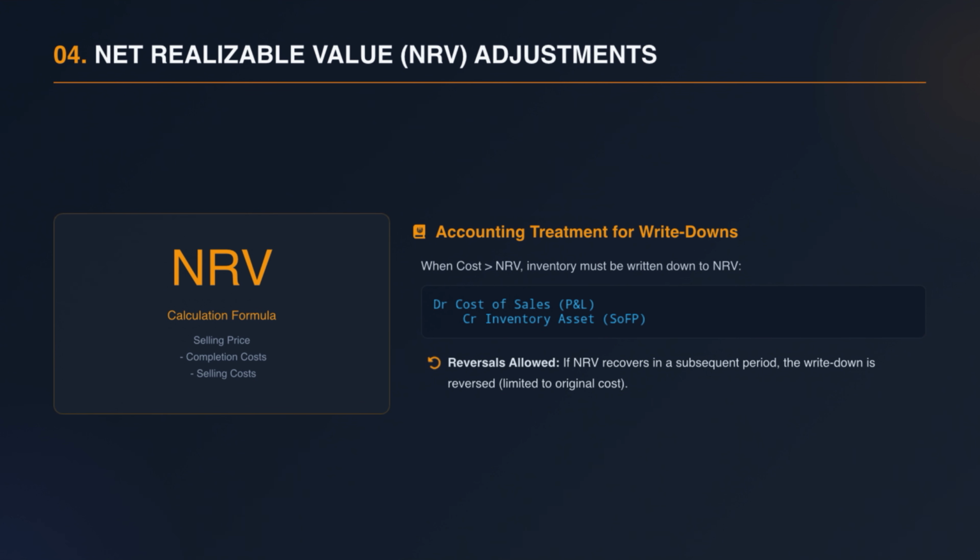Now let's examine net realizable value, NRV. NRV is calculated as the estimated selling price minus any estimated costs to complete the item, minus any selling and distribution costs. If NRV drops below cost due to damage, obsolescence, or falling market demand, we must perform an inventory write-down. The journal entry is debit, cost of sales in profit or loss; credit, inventory asset in the statement of financial position. If in a future period market conditions improve and NRV recovers, IAS 2 allows you to reverse the write-down, but only up to the original cost limit.